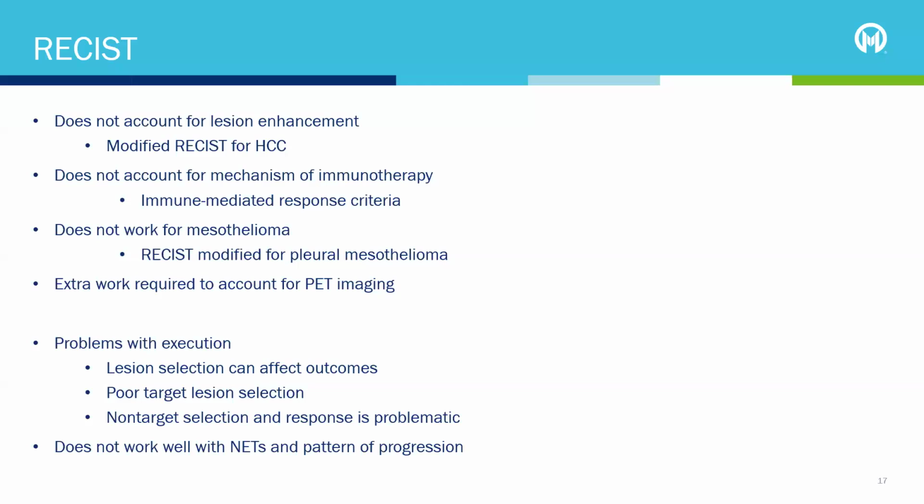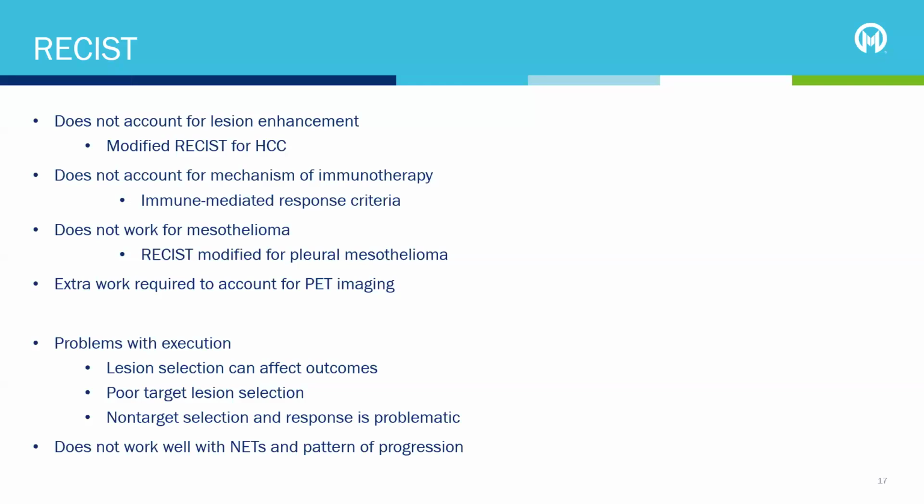There's been multiple papers published, particularly within the past 5 years or so, showing that if you pick the wrong lesions to measure, it can result in different outcomes. I wrote a paper with some of my other colleagues here at Moffitt about what they call non-target lesions, and how the selection of non-target lesions and how their response is categorized is very problematic. It leads to a lot of miscategorizations of treatment response. And I think it doesn't work well for neuroendocrine tumors.